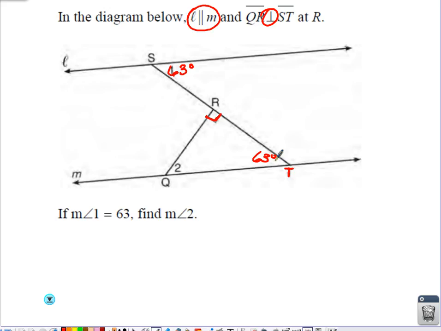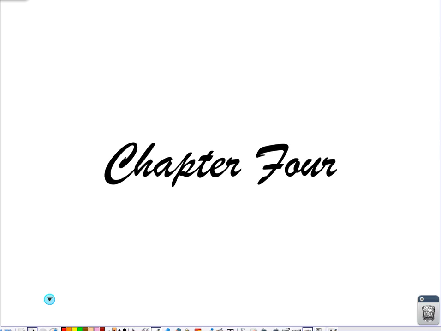Since RTQ, they're alternate interior angles, makes them the same. Does everybody see the Z? Anytime you got a Z, you've got alternate interior angles. And there's your Z right there. Now you have a triangle. Not only is it a triangle, it is a right triangle. So these two angles would have to add up to what? So this would be a 27 degree angle. Any questions? Go on. Chapter 4.